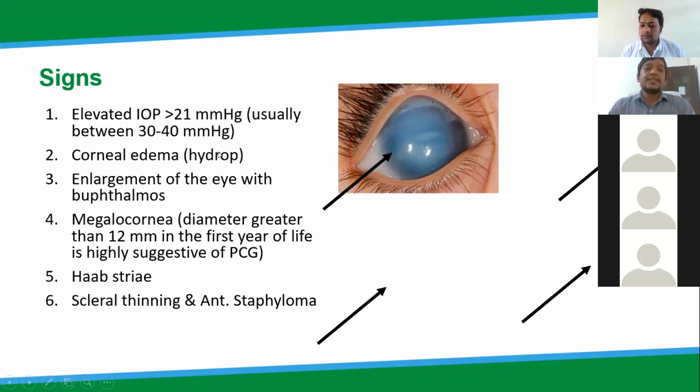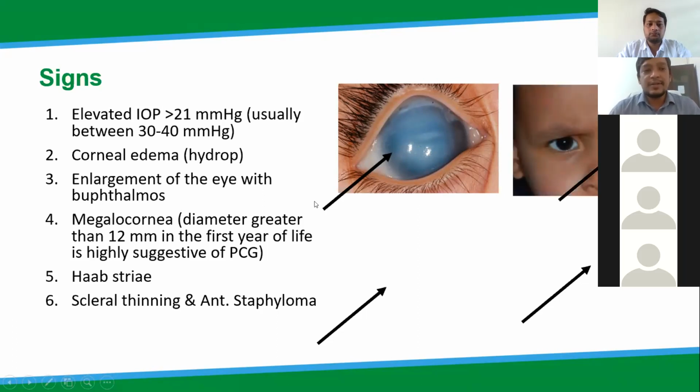Okay. So the second sign that you will see is the corneal edema. They typically appear with this corneal haze, a bluish color because of the edema. In medical terms, we call it corneal haze. You can very easily identify that in a torchlight examination.